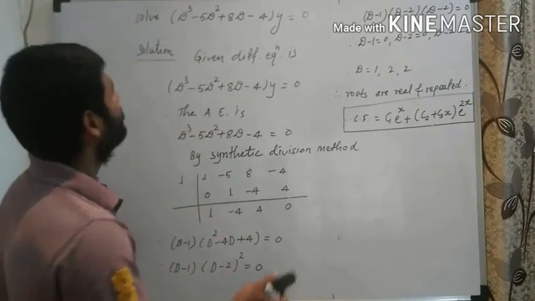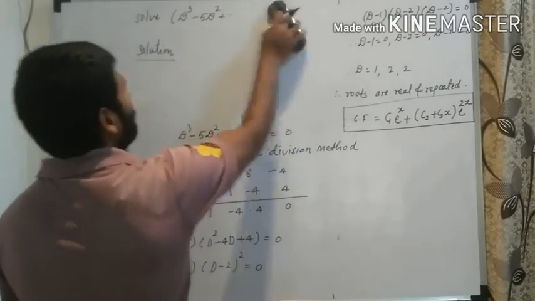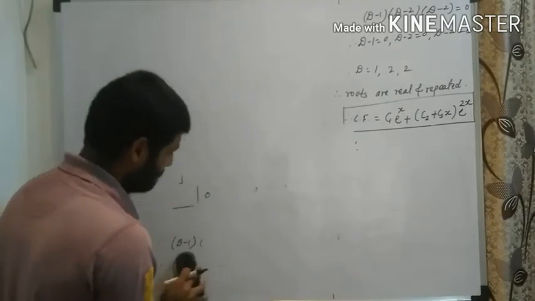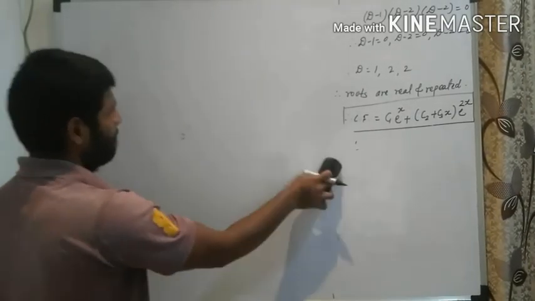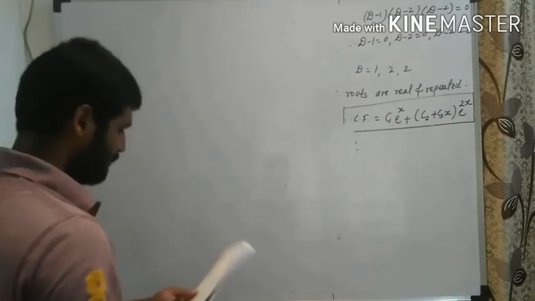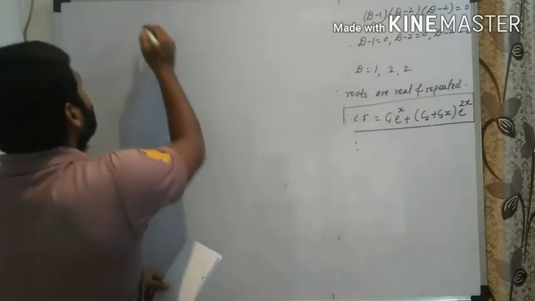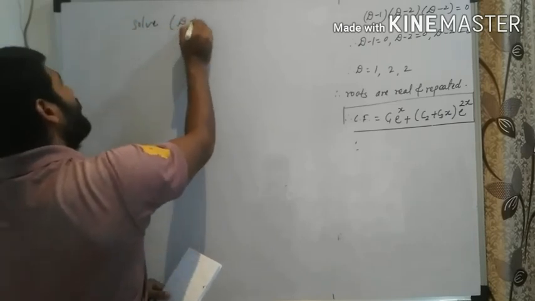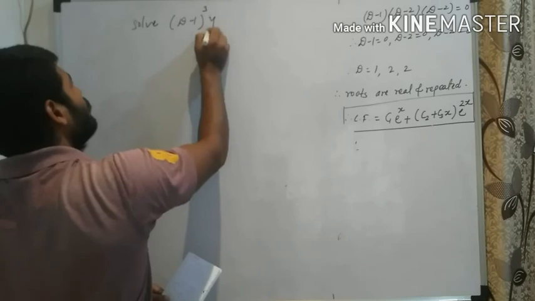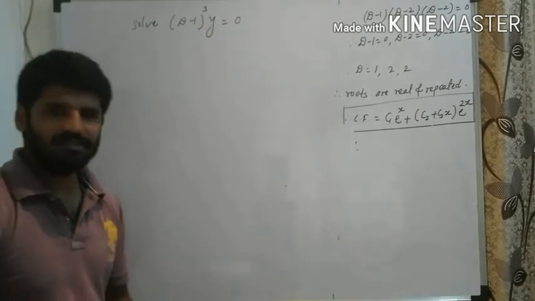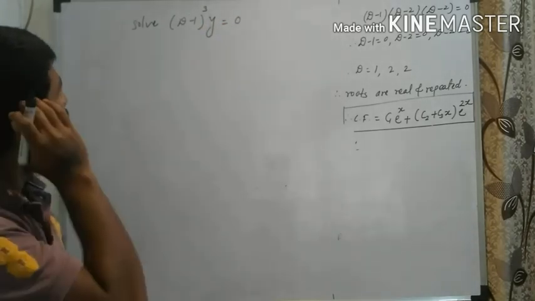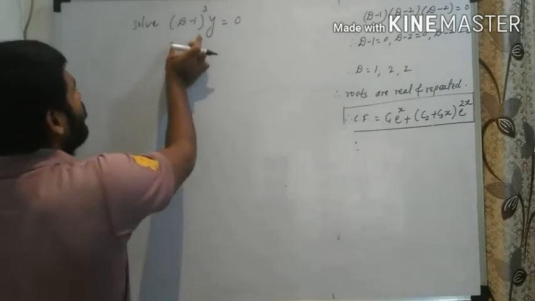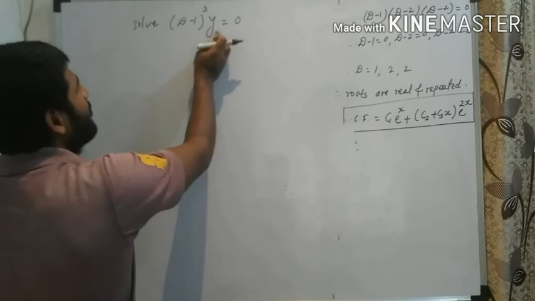See another example. Solve d minus 1 bracket cube into y is equal to 0. This is a simple example. Now if we see the differential equation, this is in the form of f of d into y equal to 0.